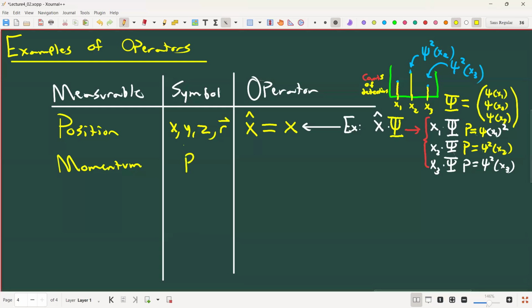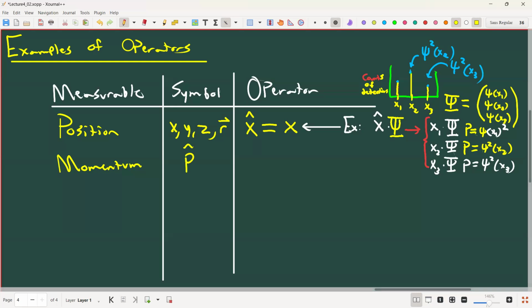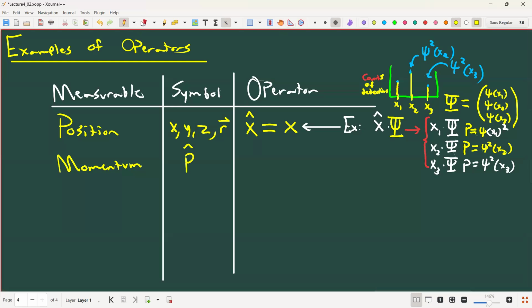And momentum is p. Let me get rid of that hat. It's a vector, so it has three directions.